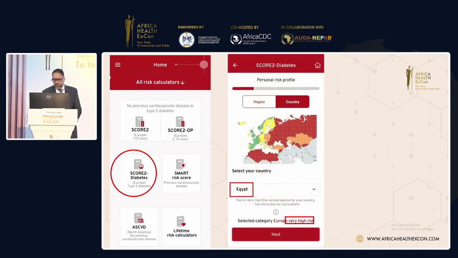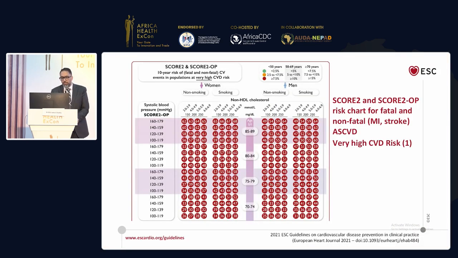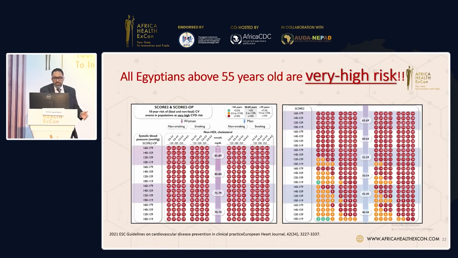Egypt is a very high risk country and a very high risk region. We start to calculate, and when we look at this score, we find a very difficult fact: all Egyptian people above 55 years old are very high risk. It is a very risky fact.